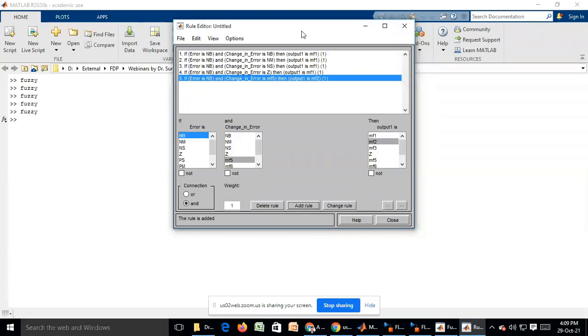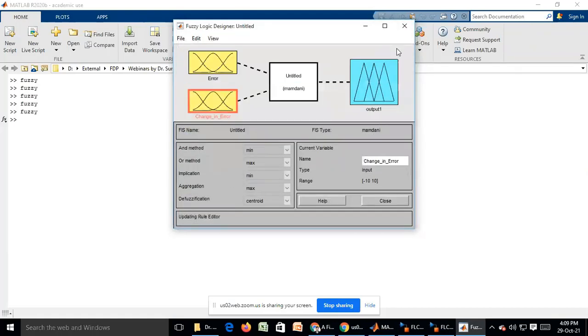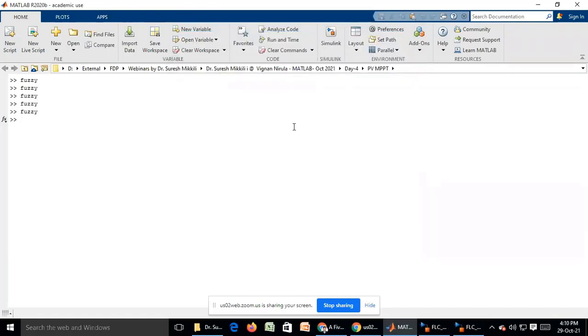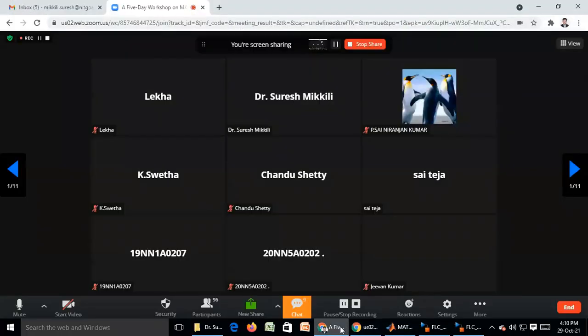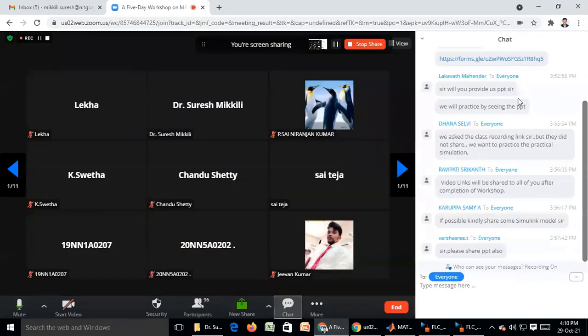So 49 rules: if it is a 7 by 7 system, 49 rules have to be designed. If it is a 5 by 5 system, then 25 rules will come. If it's a 3 by 3 system, 9 rules will come. First we will take a 3 by 3 system, then I will show you designing a 5 by 5 system also. Then 7 by 7 you can do at home. Is it clear? Tomorrow I will explain the fuzzy logic controller. Then I will show you how to apply the fuzzy logic controller in one power electronics model and one power system model. If time permits, I will show you power quality issues also. Is it fine?